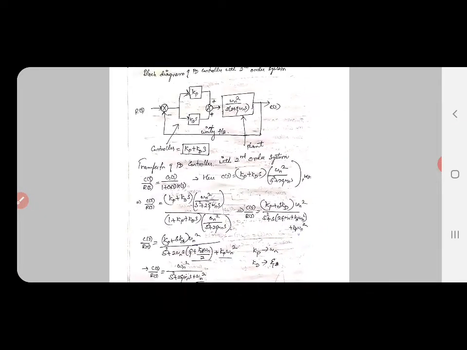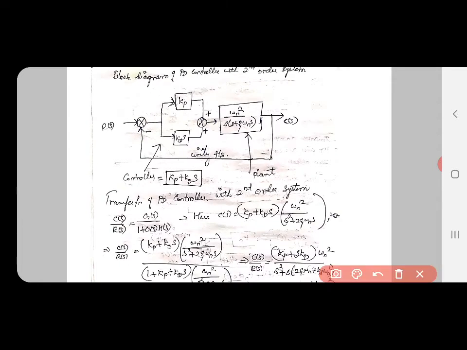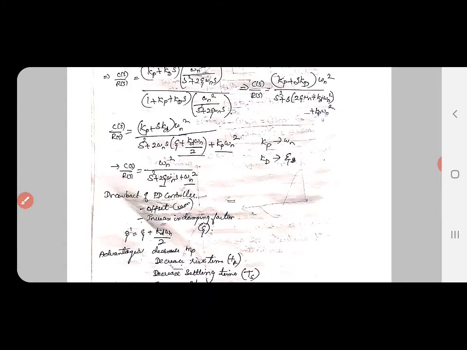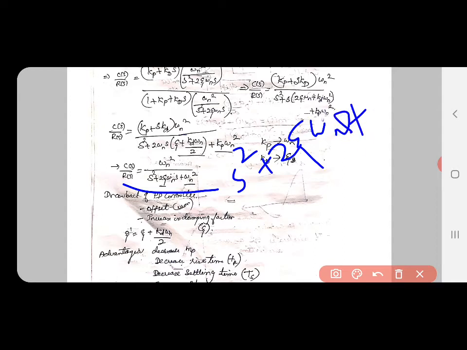Then we saw the block diagram of the PD controller. There will be Kp proportional and then the derivative part. Okay, the derivative part can be written as Kd s. For integral we will be writing 1 by s, which is Ki by s. For derivative we are writing Kd s. Then the controller is Kp plus Kd s. Then we find the transfer function C(s) by R(s). Substituting the values, we obtained C(s) by R(s) equal to omega n squared by s squared plus 2 eta omega n s plus omega n squared.